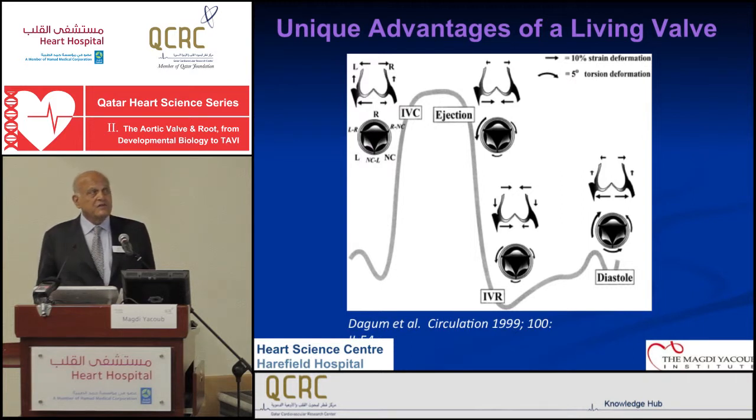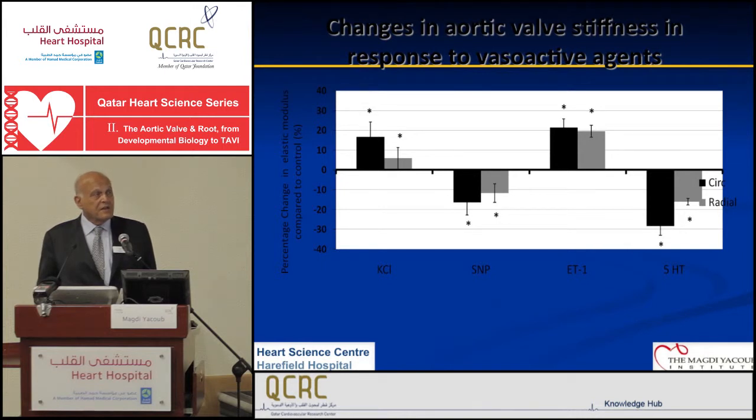The valve changes its size and shape in different parts of the cardiac cycle, and this is a study from Stanford showing just that. This is a study from our lab by Ismail al-Hamamsi showing, interestingly, that the valve actually changes its mechanical properties, its stiffness, in response to secretum, to mediators from the circulation like nitric oxide or endothelin.